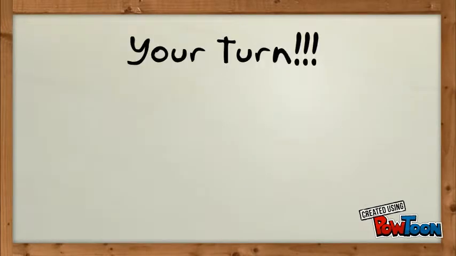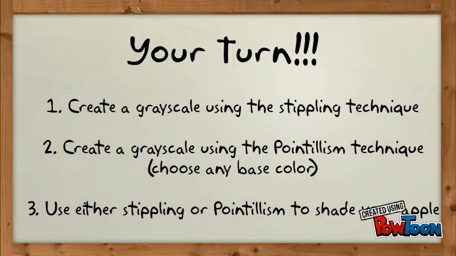Now it is going to be your turn. In your packet, you're going to first create a grayscale using the stippling technique. Second, you'll create a grayscale using the pointillism technique. Choose a base color first and then add your colors to create dark and light values. Third, you're going to either use stippling or pointillism to shade in your apple.